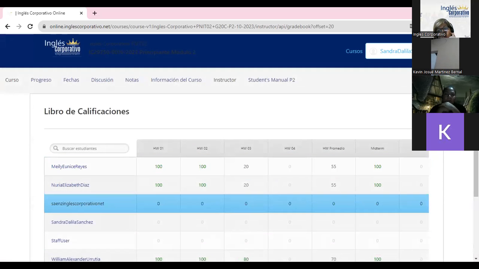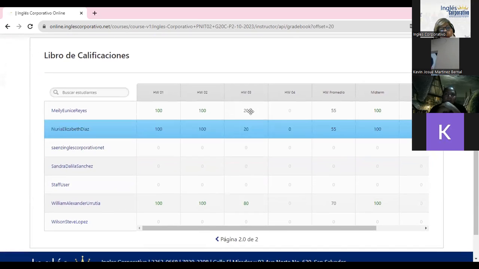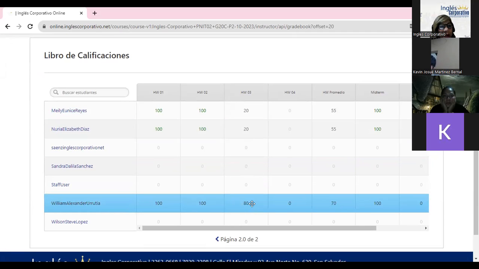Meili, terminó la tercera, ¿verdad? Porque solo tiene el 20. Nuria, terminó la tercera, solo tiene el 20. Y William, está bien 80, va, pero si puede hacer el 100, está súper bien.